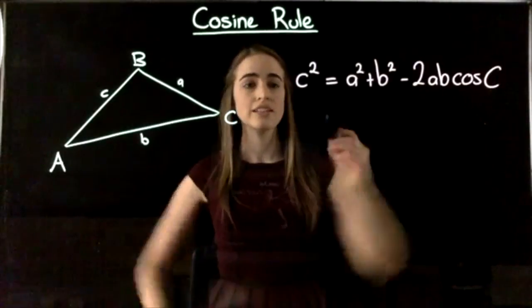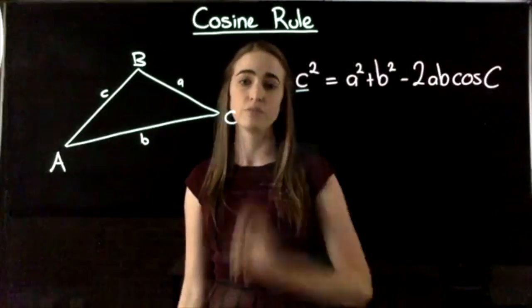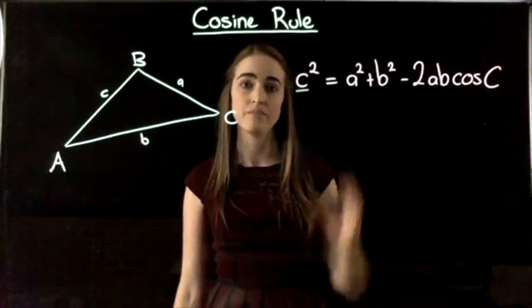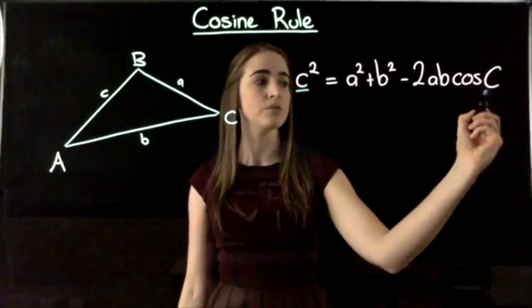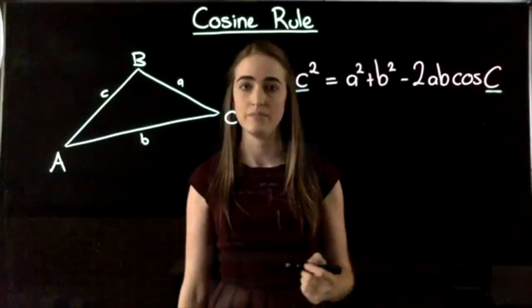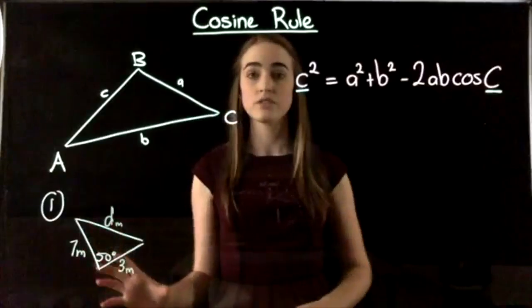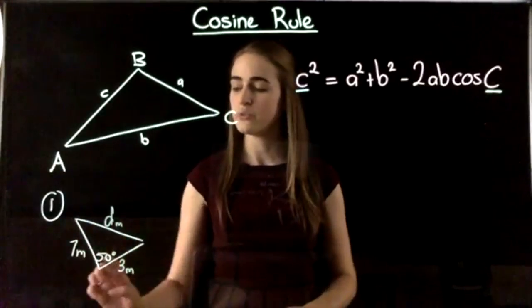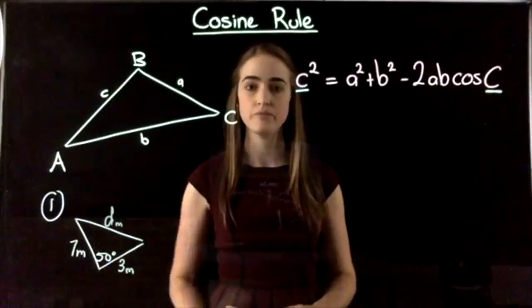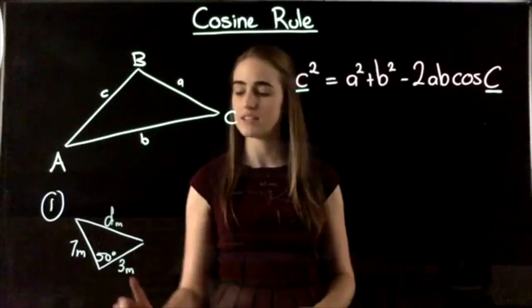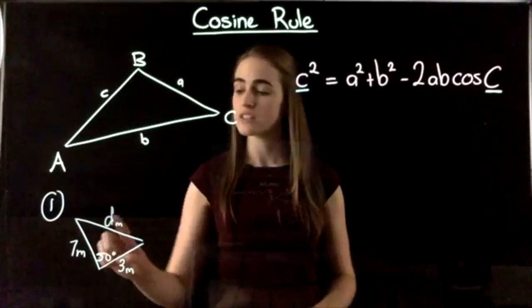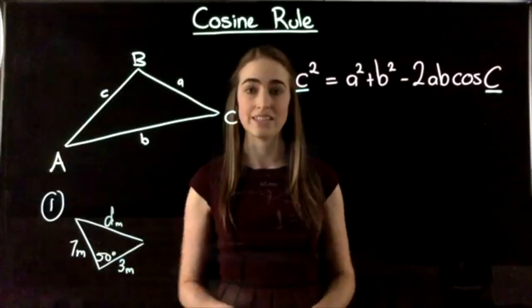What's important is that this C here, representing the length of one of the sides, has to be opposite the angle that we use down here. So let's have a look at what that looks like in an example. Our example is written here. We've got a triangle with an angle of 50 degrees down the bottom, a side of 7 metres, a side of 3 metres, and we're asked to find the length of this side up here, this D.